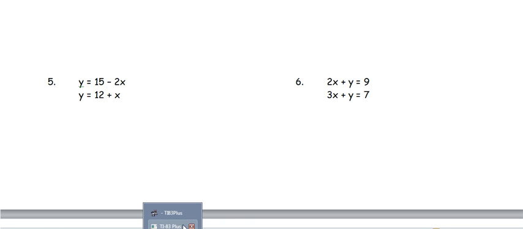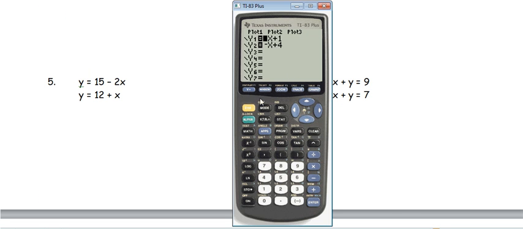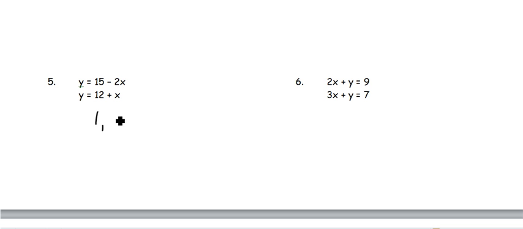Well, look, there's number 5. So let's go back up to number 5. I'm going to go in here, clear out what I've got, put in my first equation, 15 minus 2x, and then I have 12 plus x. Look at my graph. I cannot see my intersection, so I'm going to go to zoom. I'm going to find fit and hit enter. Now I can see my intersection. So I'm going to do second, trace, 5, enter, enter, enter. And it gives me 1, 13.